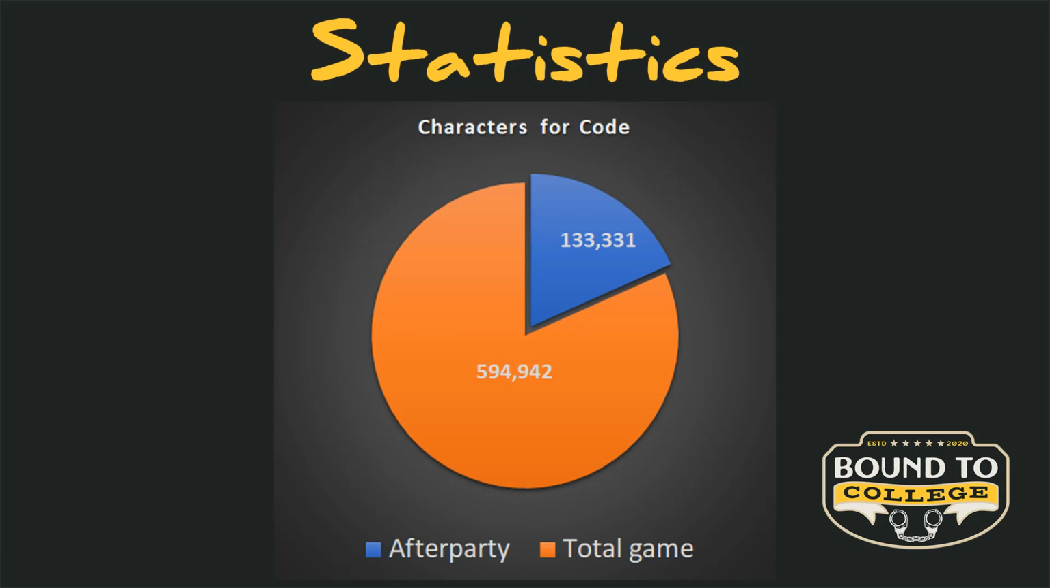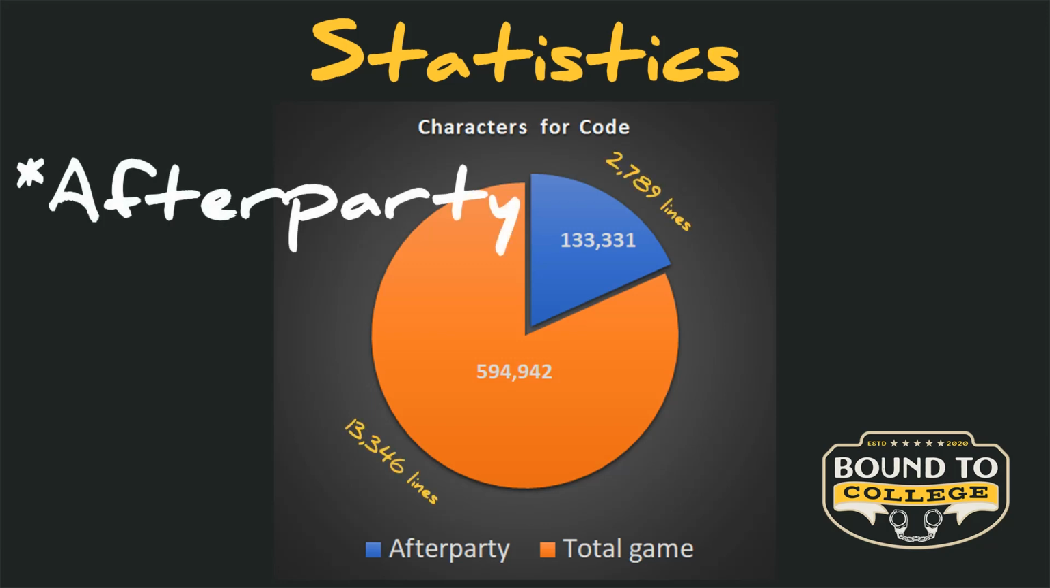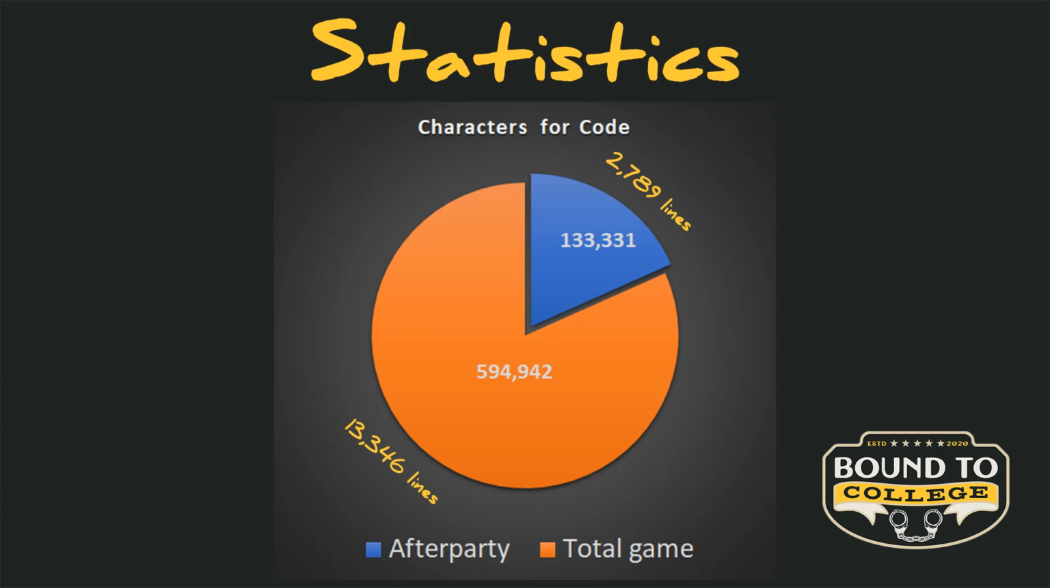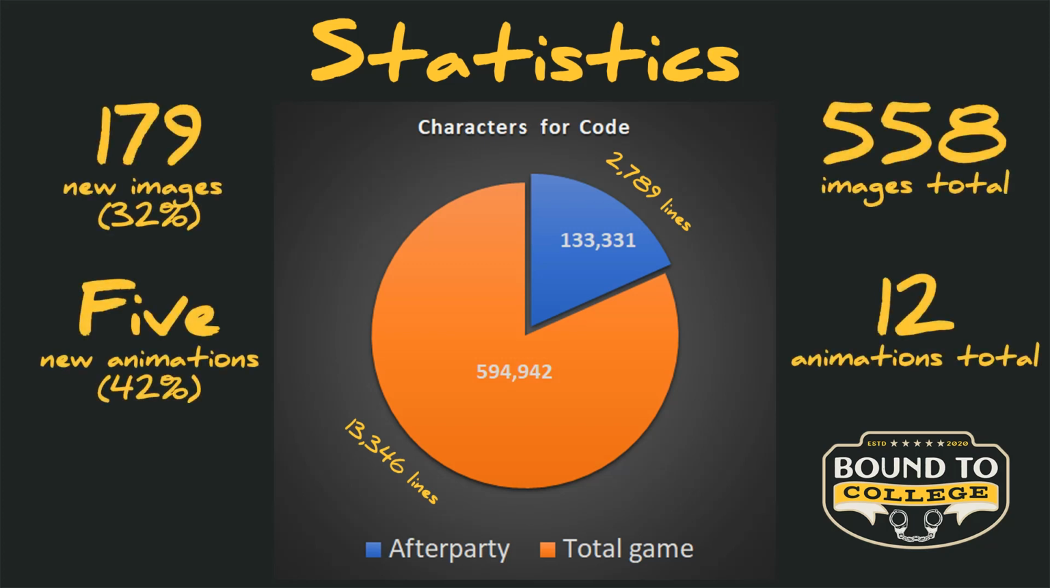And as you can see, the blue part is the newly added afterlife, and no matter if you take the characters itself or the lines inside of the code, you always come to about a third of the whole program added with this update, and I think this is quite a lot. And even if you go a little bit further and take a look, for example, at the important parts, the images, you can see I've added 179 new images for this chapter alone, which is 32% of the whole game, and 5 new animations, which is 42%.